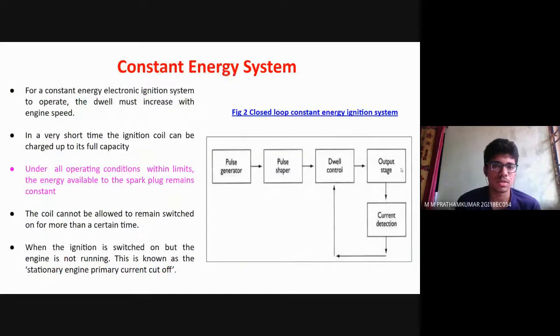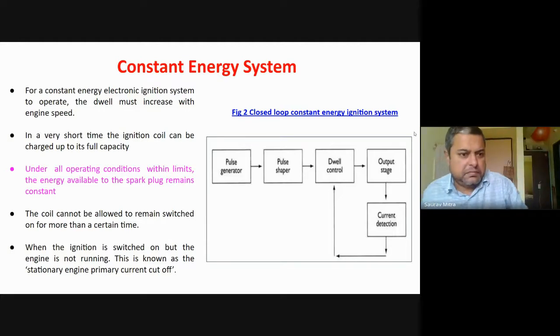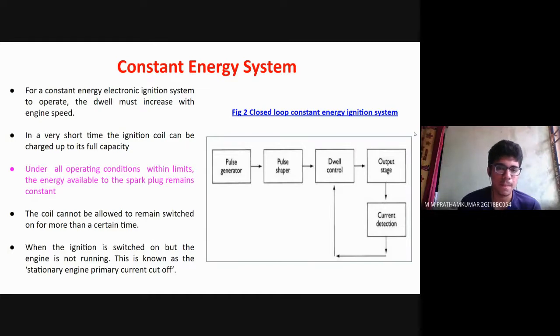In a constant energy system, the dwell should be increased. There is a range of 0.3 millijoules needed to ignite a stoichiometric mixture. The energy level should be 3 to 4 millijoules in a constant energy system, and the variable dwell or a current limiting circuit prevents overheating. Thank you.